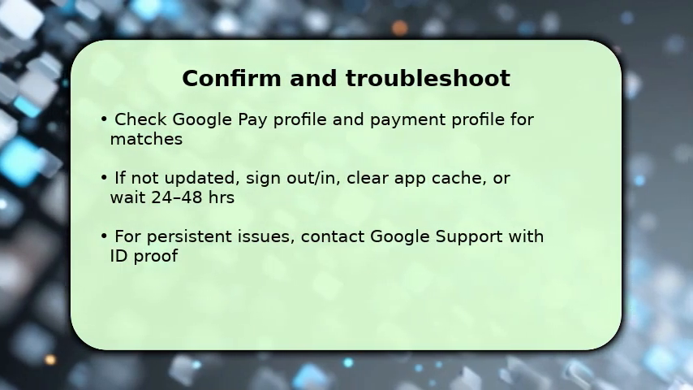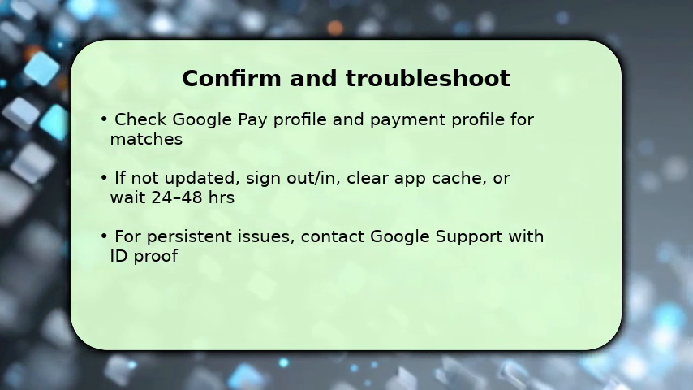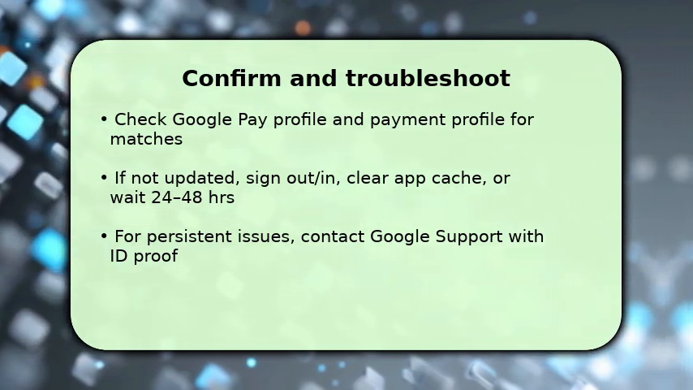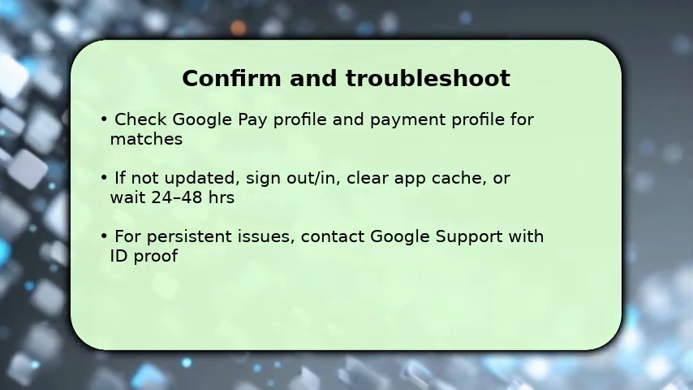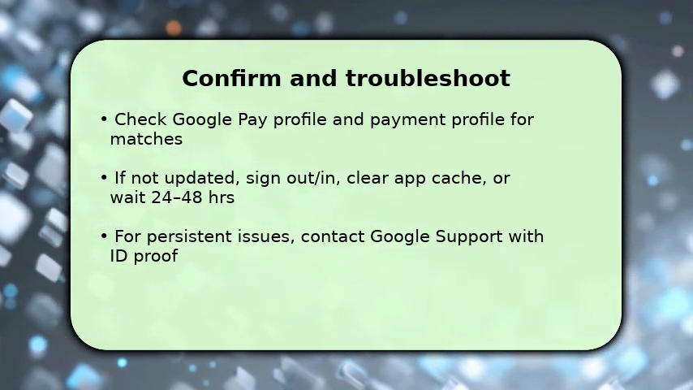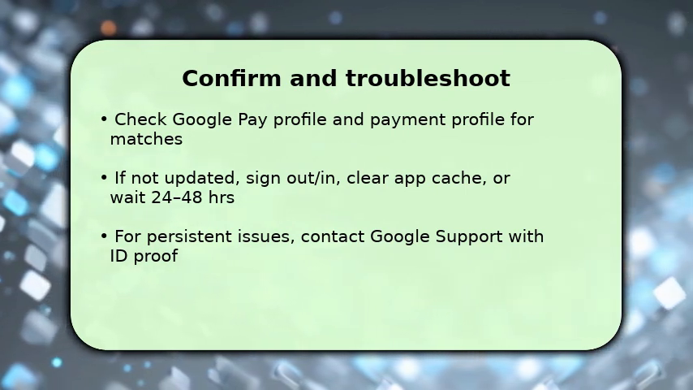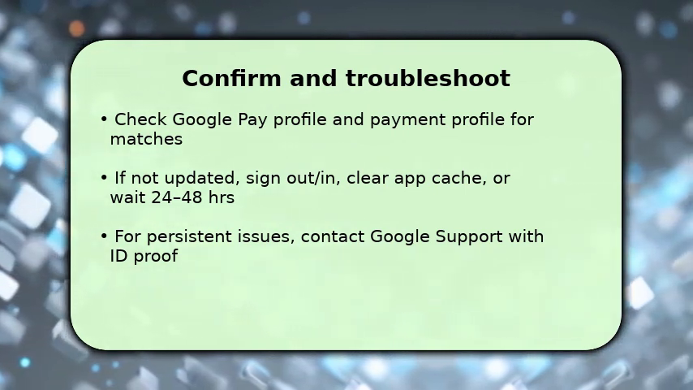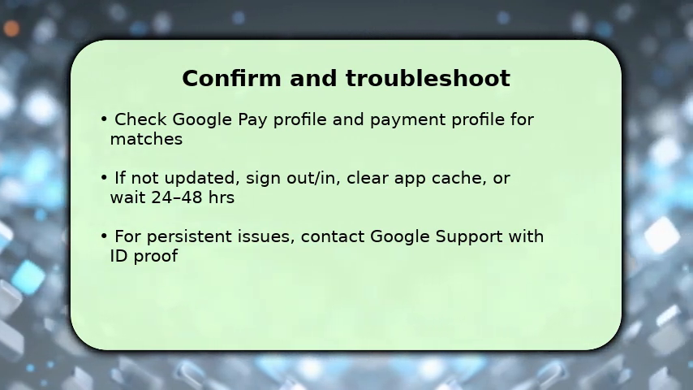After saving, open Google Pay and confirm the displayed name matches your new Google account name. If it hasn't synced, sign out of the app, clear the app cache, or reboot your device, then sign back in. Also allow 24 to 48 hours for server synchronization. If the name still differs, check your payments profile separately or contact Google support and be ready to share your ID and a short explanation to resolve verification blocks.